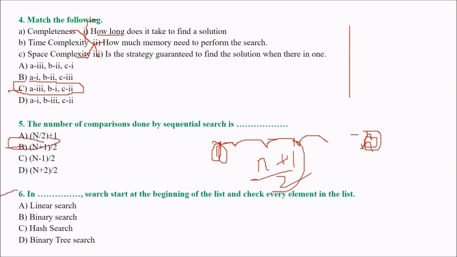Next is in dash, search starts at the beginning of the list and checks every element in the list. So it has to check every element and it always starts with the first. So is it linear search? The answer is correct. It is linear search. We go with A.